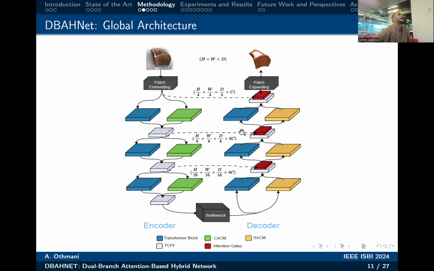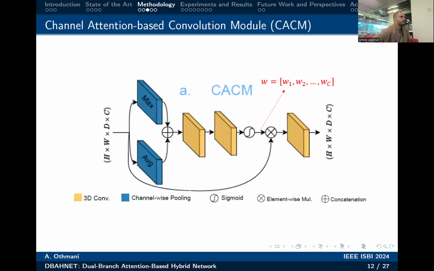So, finally, both the encoder and decoder are linked using a skip connection at each level, which are fused with the decoder using the attention gates. And we also have the connection at the bottleneck, which is constituted of 4 global transformers.